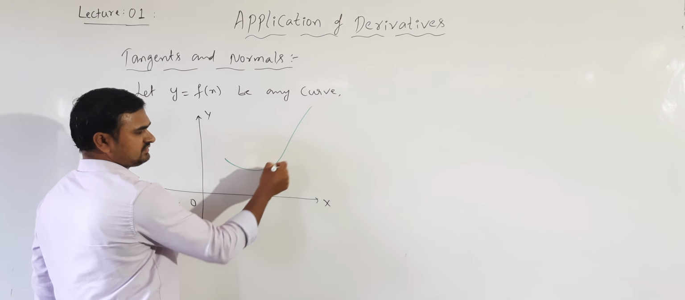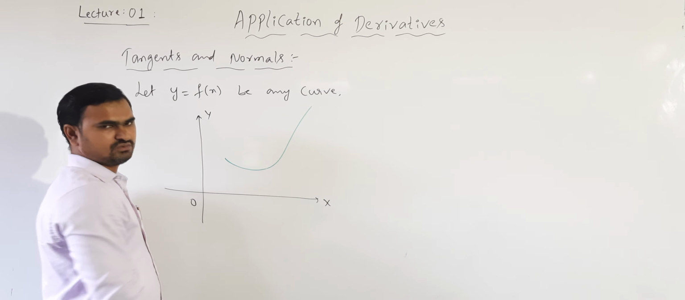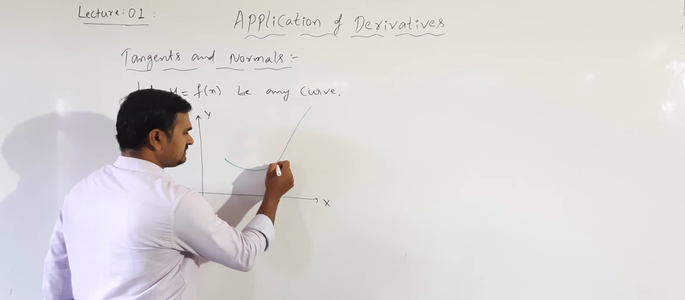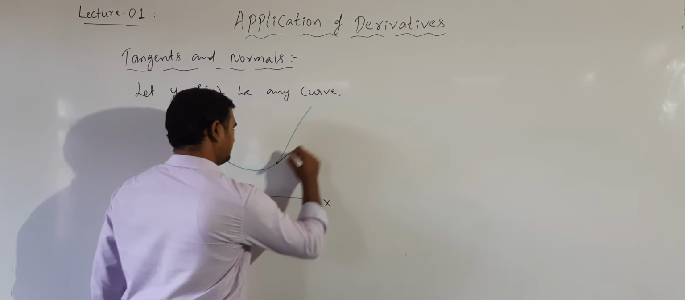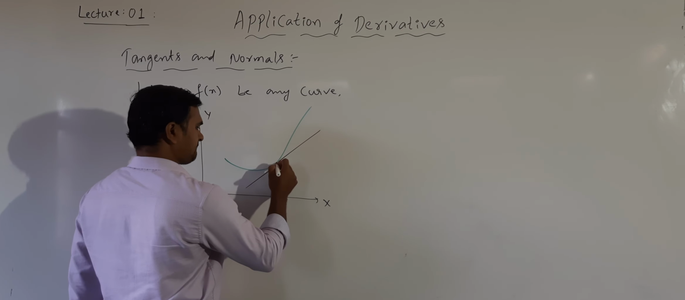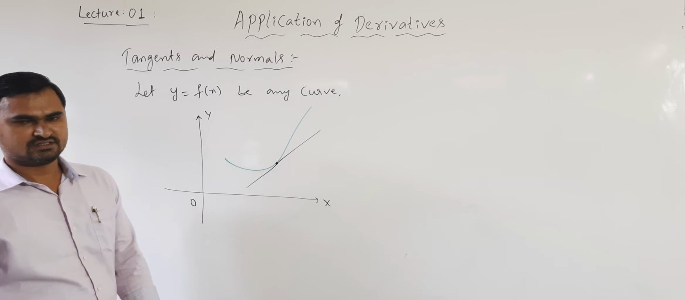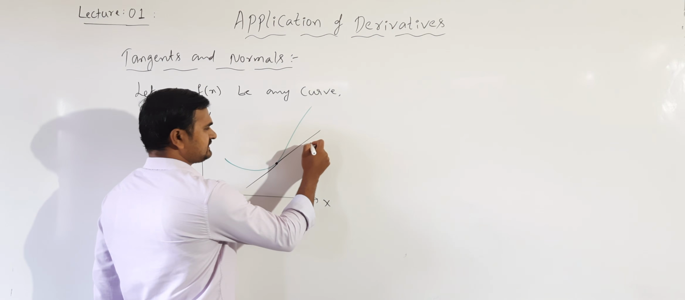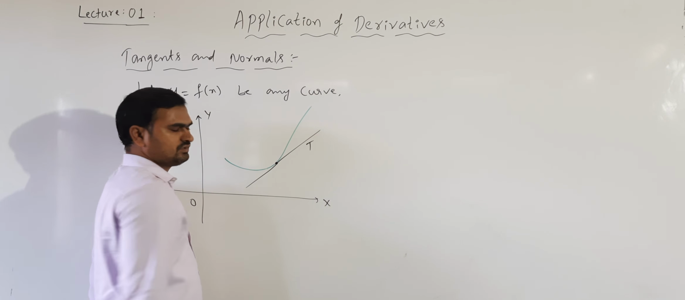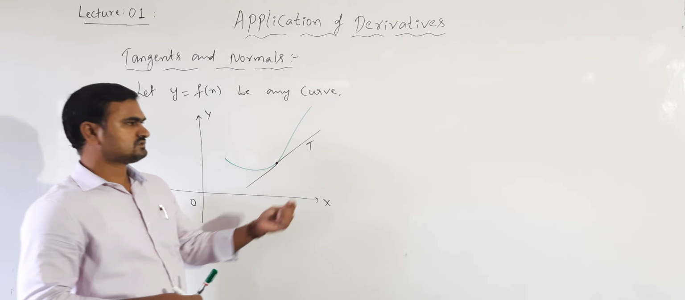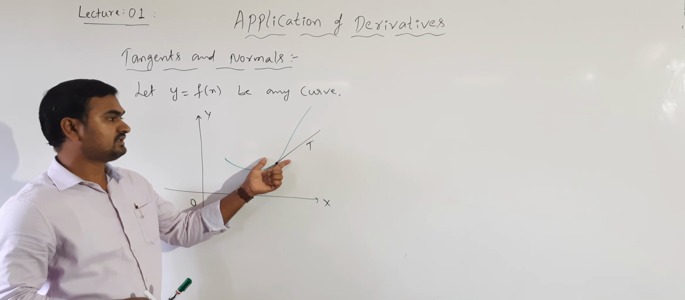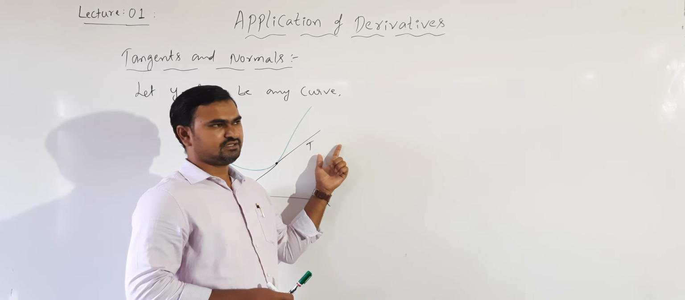Suppose I draw a line which is touching this curve at one point. Suppose at this point I draw a line, so the line is touching this curve at a point. So this line can be called a tangent line. We denote it by T. So a line which touches the curve at a point is called a tangent line.